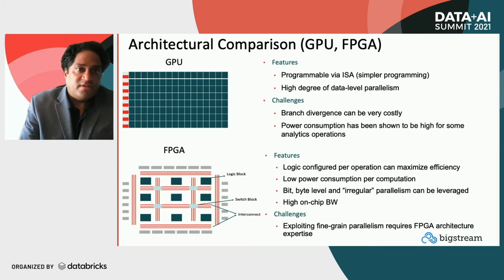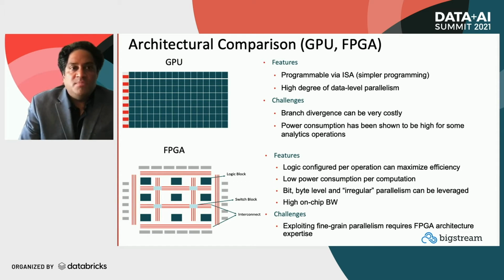So the benefit of that is that you can get a very high degree of data level parallelism. If you have data that you can compartmentalize into these different lanes, then you can get a ton of parallelism and a ton of performance out of that architecture. The other interesting thing is that, similar to CPUs, they're programmable via an instruction set. And so it's a more familiar programming model in that sense than some other hardware accelerator platforms.